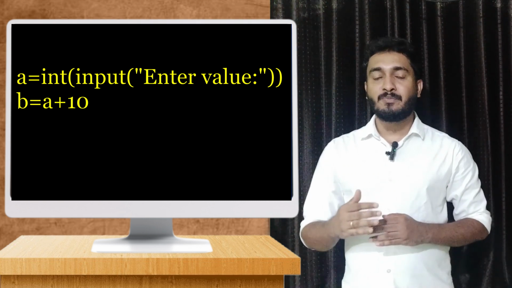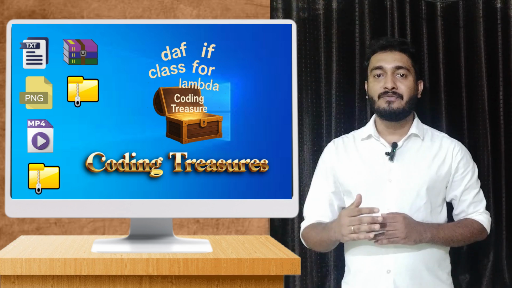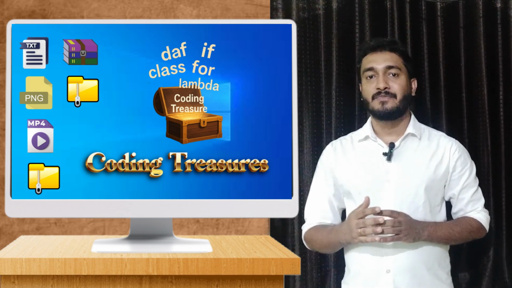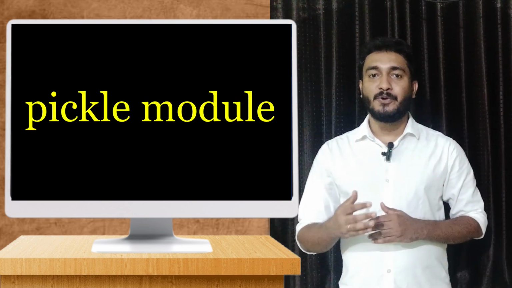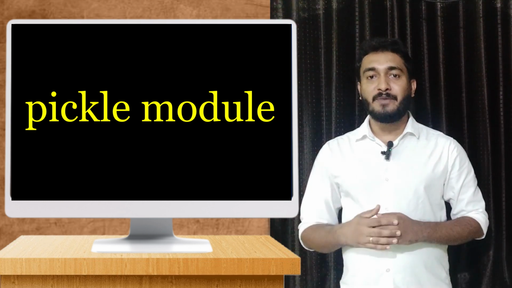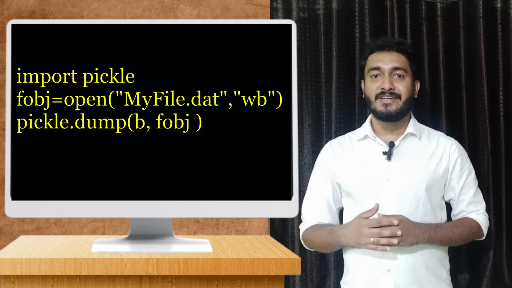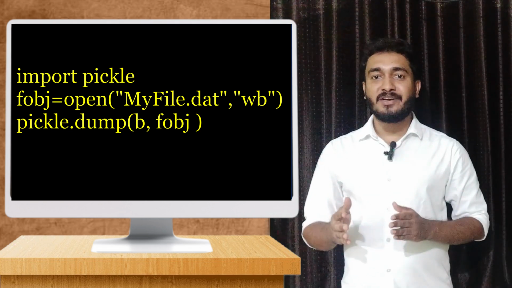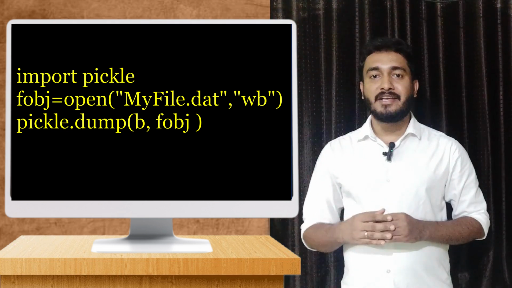Now I want to close the program, but I don't want to lose the value of b. How is that possible? In such a condition, we can use the Pickle module. First, we need to import the Pickle module. I can write it as import pickle. To work with the Pickle module, I need to open the file in binary mode.